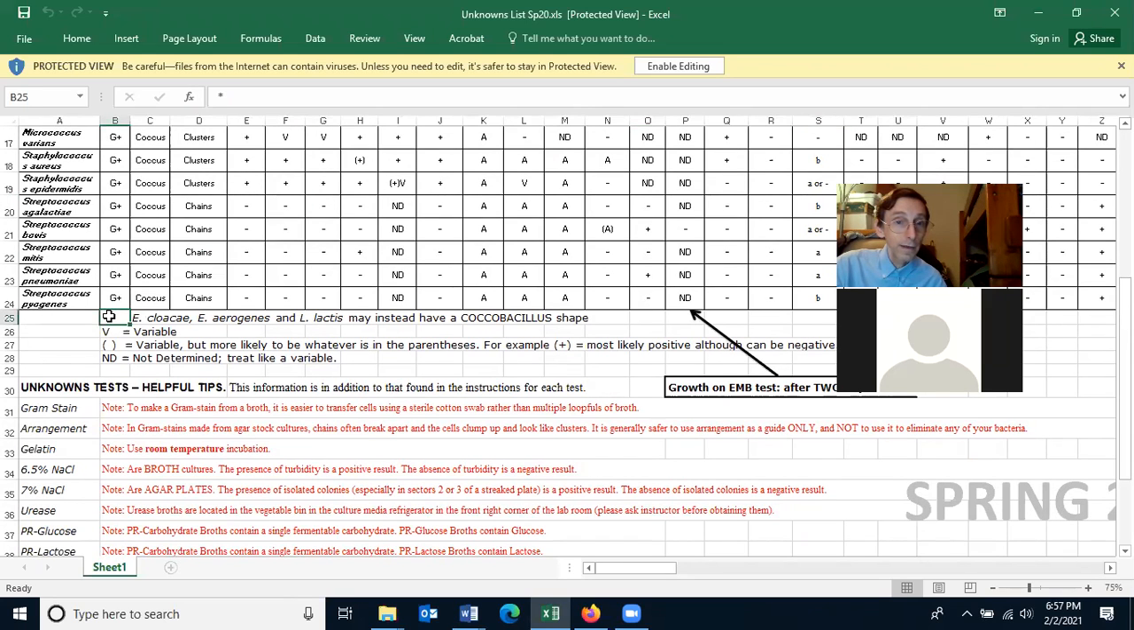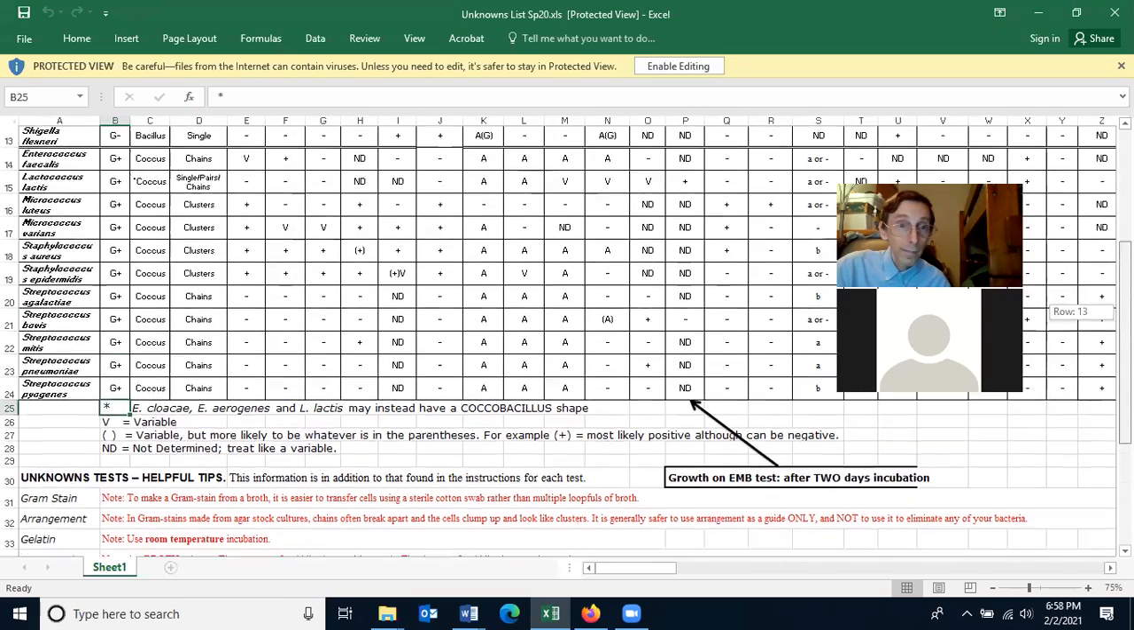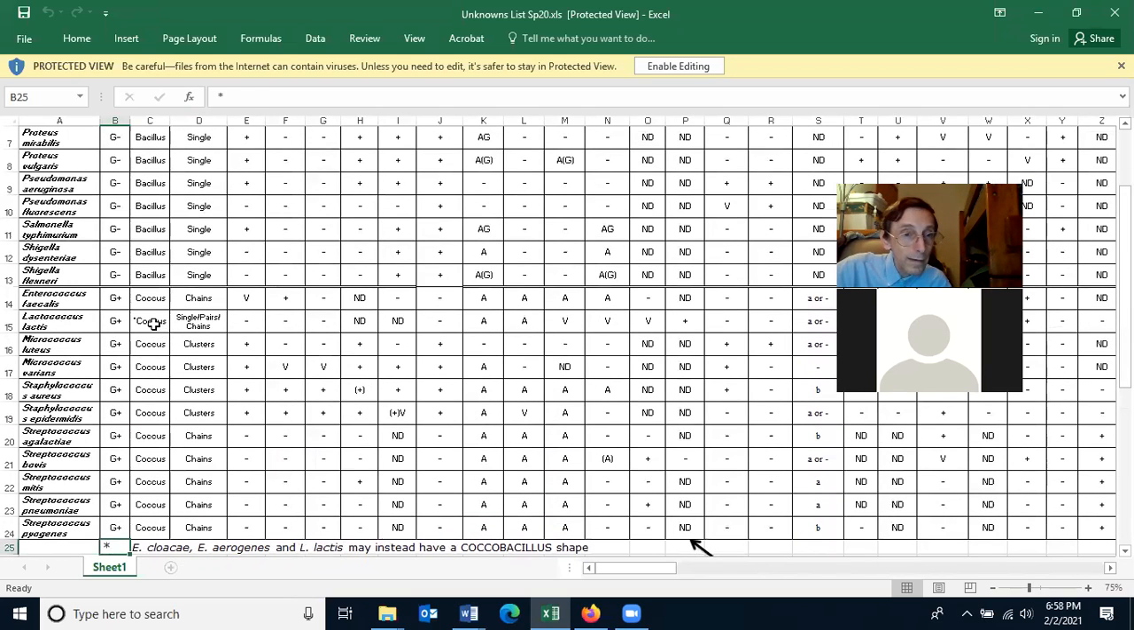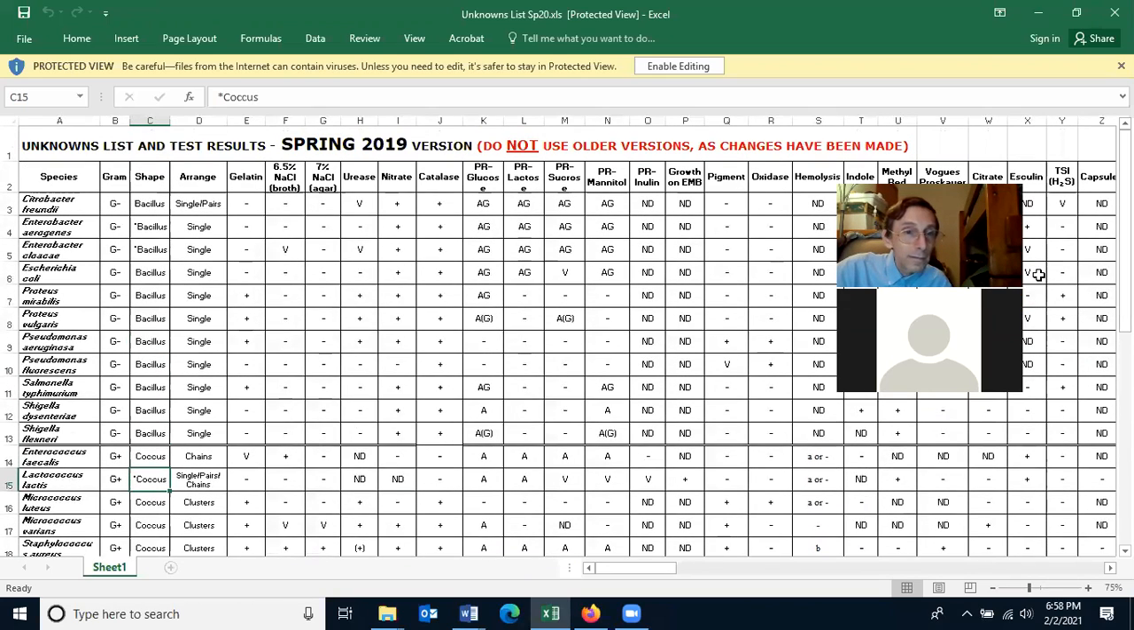The asterisk tells you that generally the shape of the bacteria is, for Cloacae and E. aerogenes, generally bacilli, but short bacilli. And L. lactis is generally a coccus. But sometimes these three species can be coccobacillus in shape. And let's see where that is. Right there. And where are those others? Right there and right there.